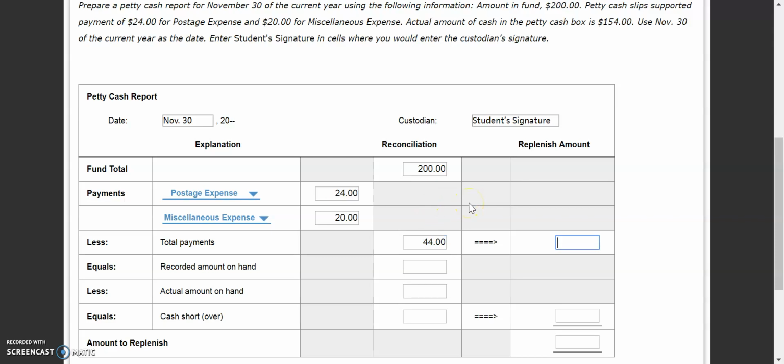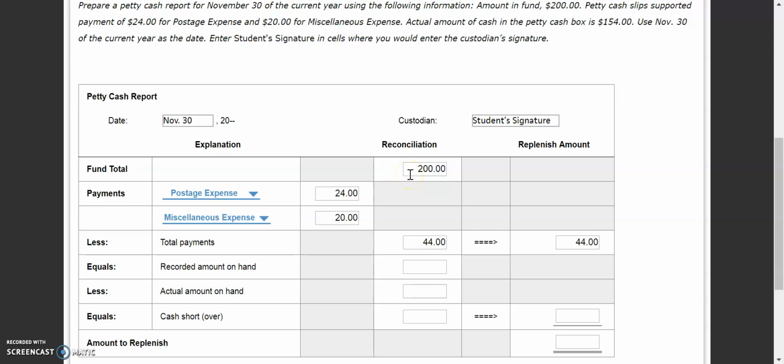So, ipso facto, if we spend $44, that means we need to replenish $44 into our account at the end of the month, because we always want to get back to that $200 when we start a brand new month. That's what we mean by replenishing. When we start December, we want to make sure that there's $200 in our petty cash fund.